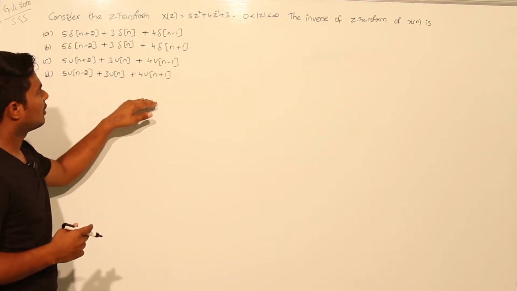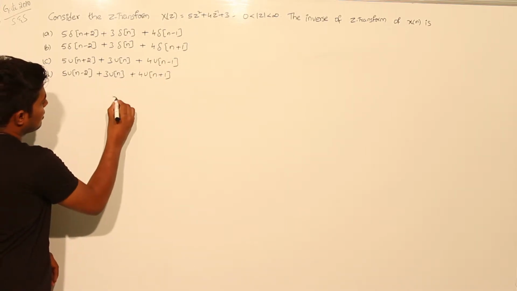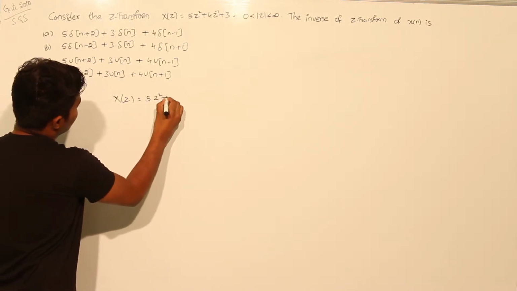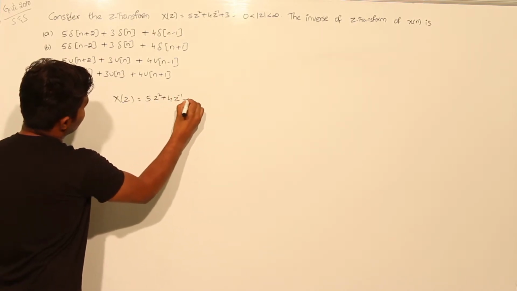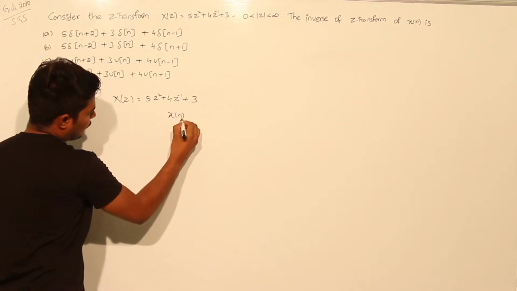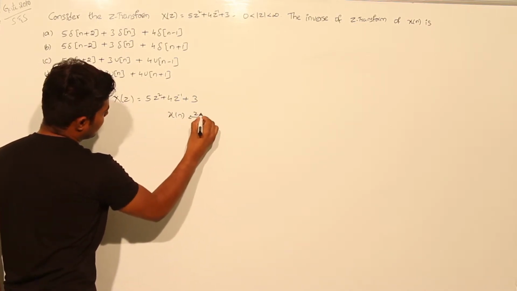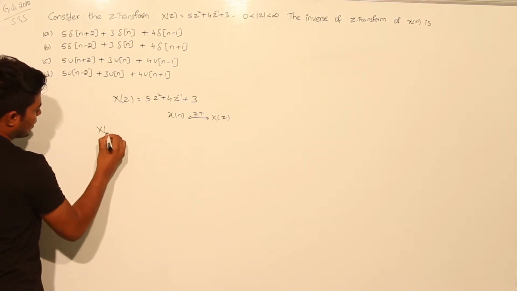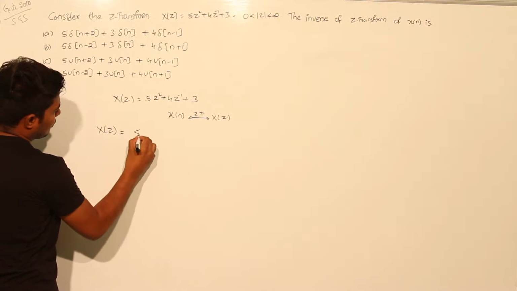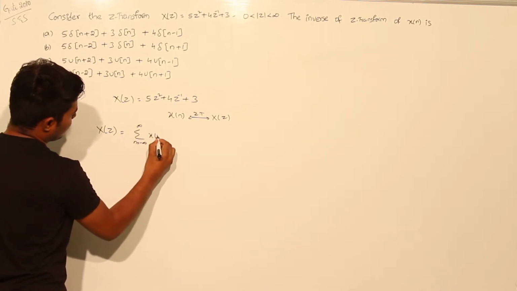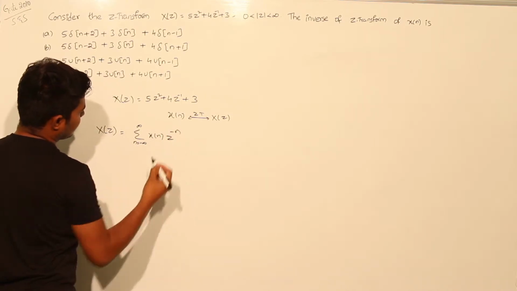So first write down the given equation as it is. X of z is equal to 5z square plus 4z inverse plus 3, and we know that for x of n, if we apply the Z transform, it will become X of z. So write down the X of z equation in terms of x of n. That will be equal to sigma n equal to minus infinity to infinity x of n z power minus n.